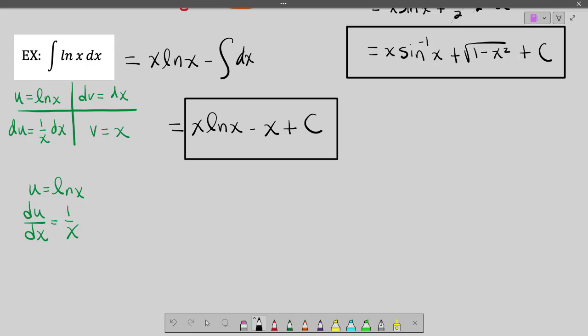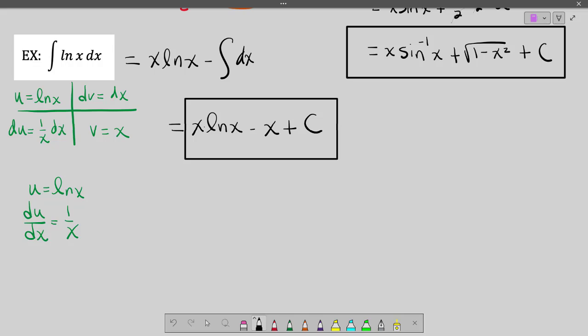And if we take this derivative, what rule are we going to use for that first piece? Product rule, because that's a product. X ln x is a product. So we would do that. Yeah, good.